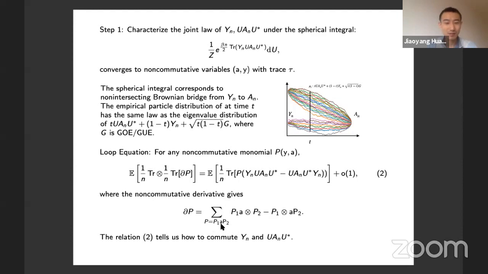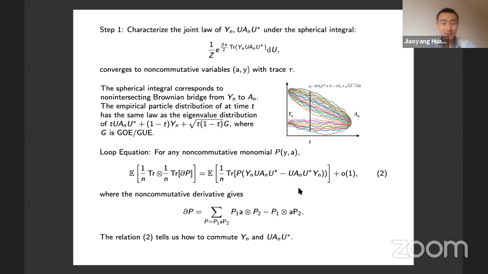So for any copies of a that p contains, we can write p as p1 times a times p2. Then the derivative will give two terms. One is p1a tensor with p2, subtract p1 tensor with a p2. And the sum of it for each copy of a in this p. And this normalized trace is just the normalized trace of p1a times the normalized trace of p2, subtract the normalized trace of p1 times the normalized trace of a p2. So if you use this relation 2, it tells us how to commute this Yn and U(an) U star.